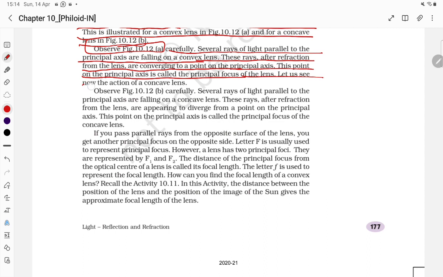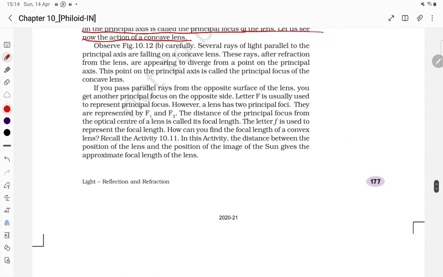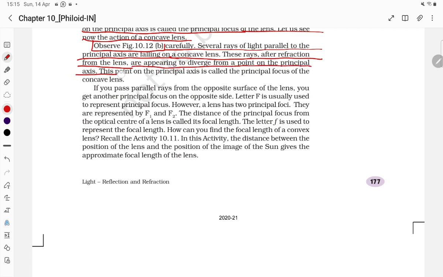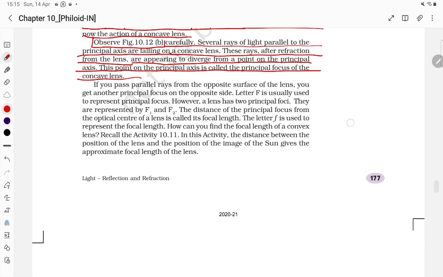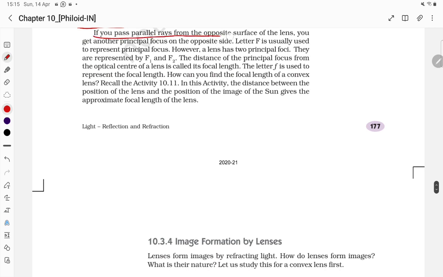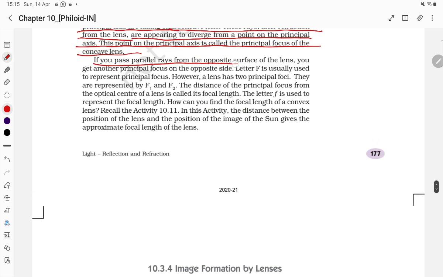Let us see now the action of the concave lens. Observe 10.12b carefully. Several rays of light parallel to the principal axis are falling on a concave lens. After refraction from the lens, the rays appear to diverge from a point on the principal axis. This point on the principal axis is called the principal focus of the concave lens. If you pass parallel rays from the opposite surface of the lens, you get another principal focus on the opposite side. The letter F is usually used to represent the principal focus.